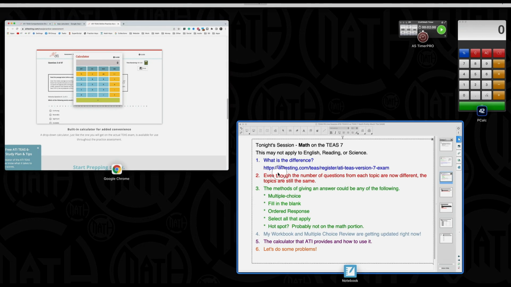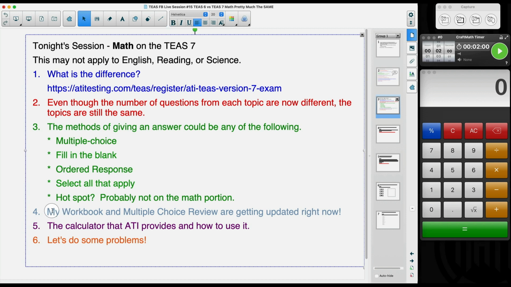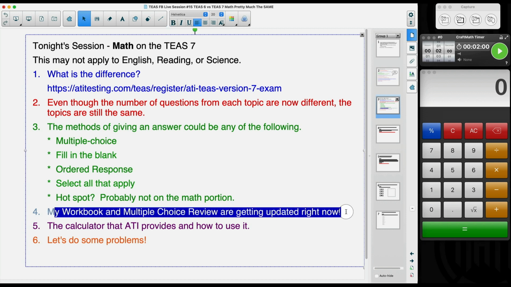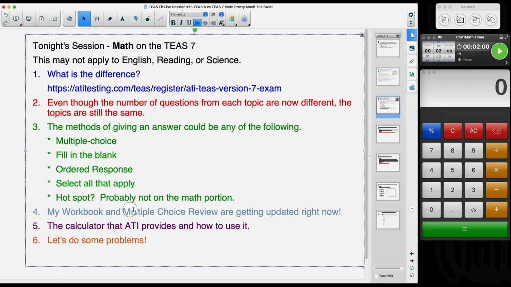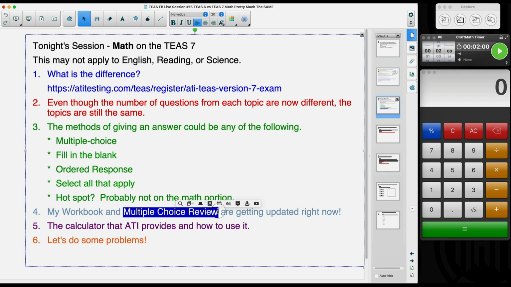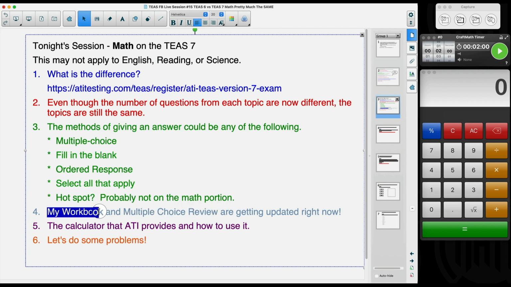Let me flip back over. My workbook and my multiple choice review, everything's getting updated right now. In the multiple choice review, I'm in the process of adding some drag and drop questions to rearrange numbers or put things in order. I'm also going to include some check all that apply, and some fill in the blank. That's how I'm going to be updating the multiple choice review, and also my workbook.